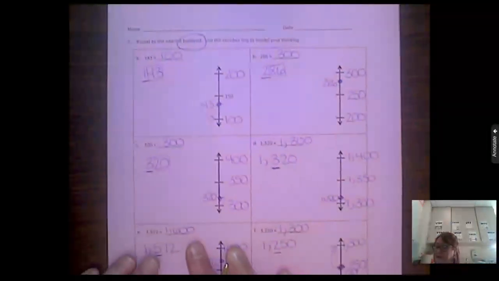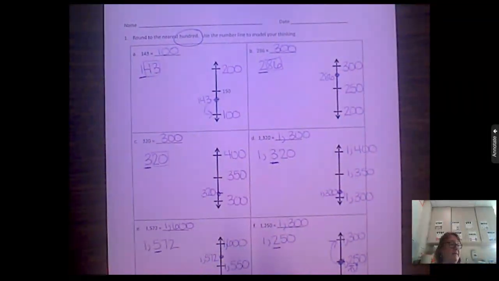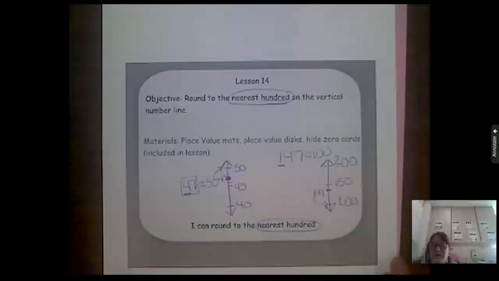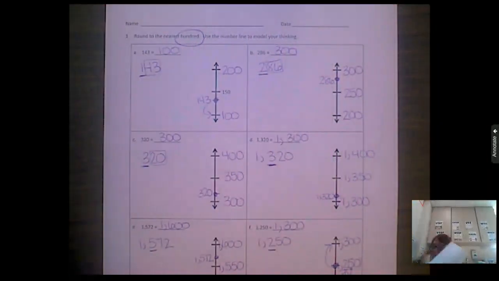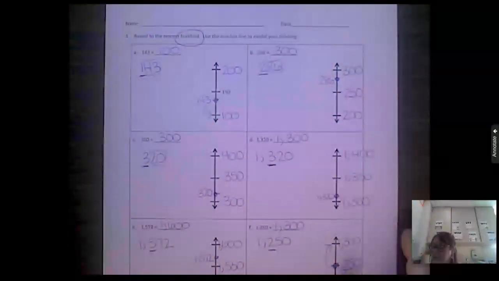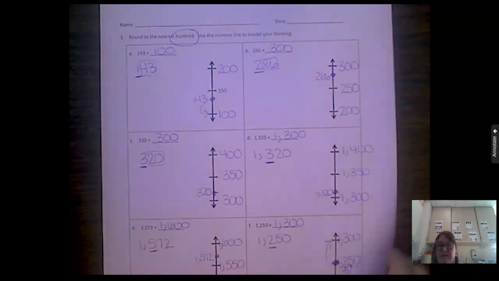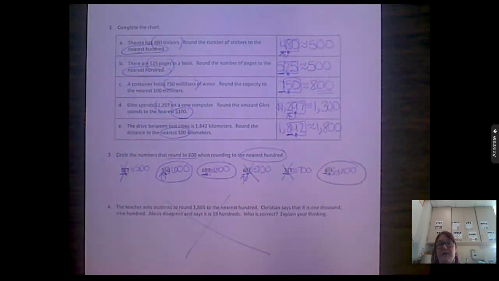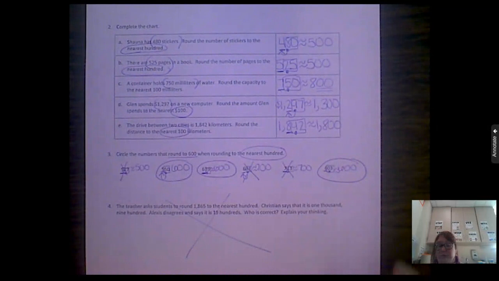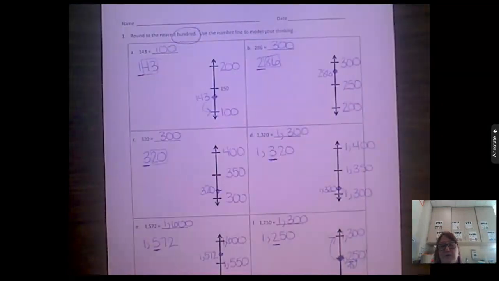So remember, our I can statement today was that I can round to the nearest hundred. We absolutely did do that. I hope that we're feeling more confident with it. We used 2 strategies. We rounded to the nearest hundred on a vertical number line, and we also practiced with our poem, 5 or above, give it a shove, 4 or below, leave it alone. So I'm hoping that we're feeling confident with that, and we will continue on tomorrow. So super job, boys and girls. I will see you tomorrow.